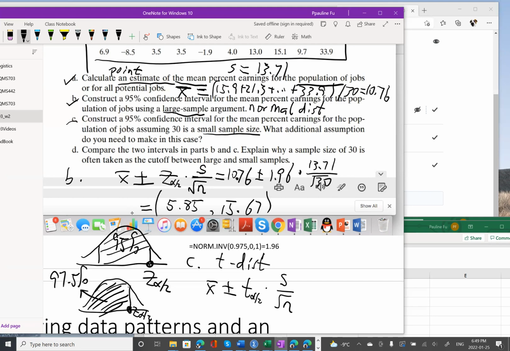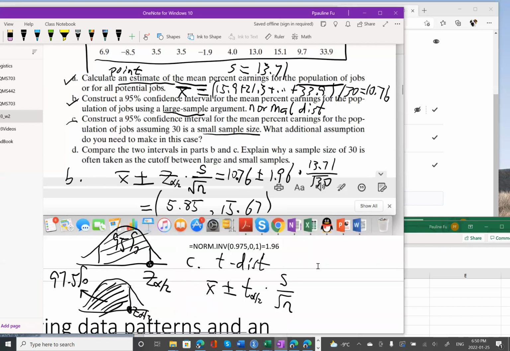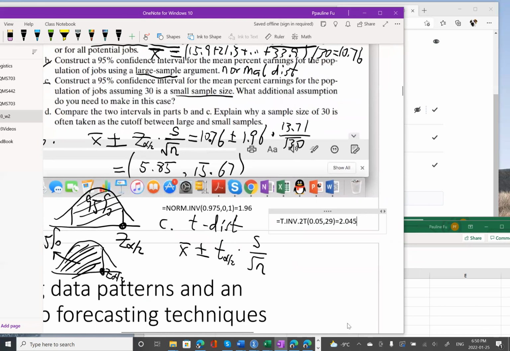Again, how do you use Excel to figure out the critical value for T half alpha? To use Excel, you type in equal T.INV.2T, it is a two-tailed test. You use the alpha, 0.05, then the degrees of freedom. Why is it 0.05? Because in the T distribution, you use the left tail area plus the right tail area as the probability. So 0.05, degrees of freedom is sample size minus 1, 30 minus 1 is 29. So you get 2.045. That is the critical value for T.